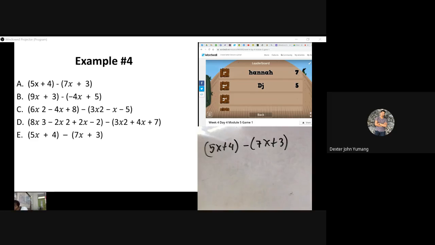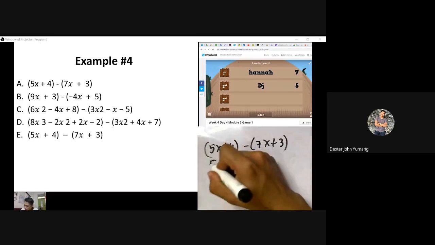From Chester, we have negative 4x plus 1. Next, 12x plus 1. Negative 2x minus 1 from Aswell. Si Angel, nag-raise ng hand, baka napindot lang. Maria Francesca, 12x plus 1. So let's reveal the answer.